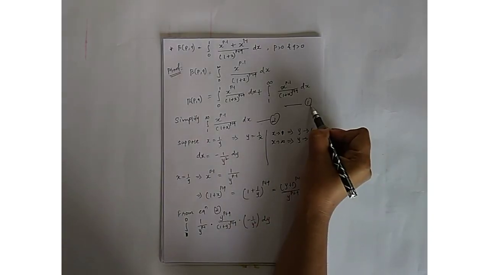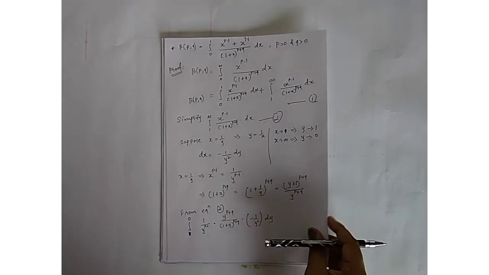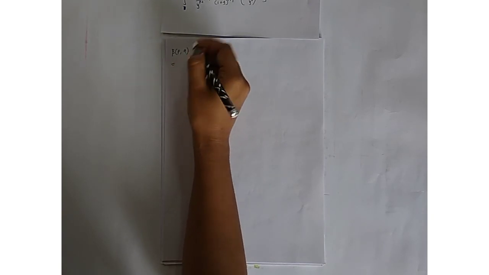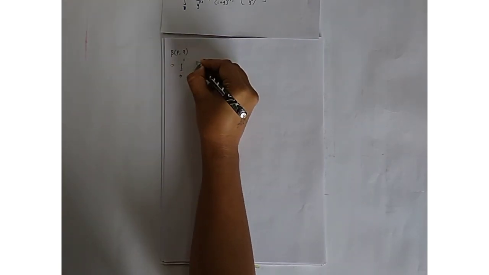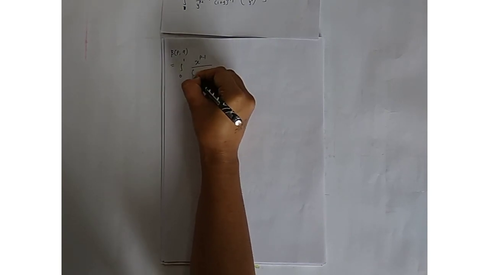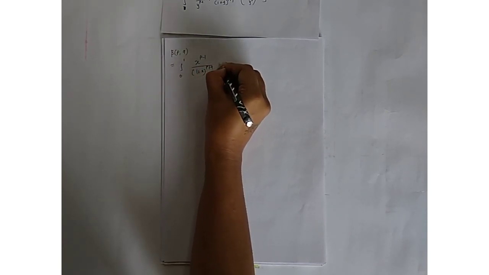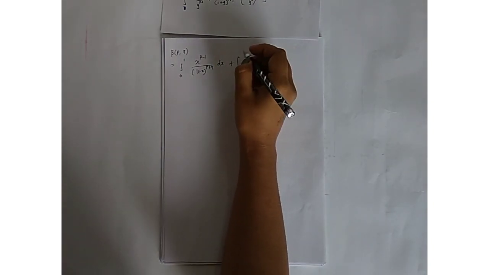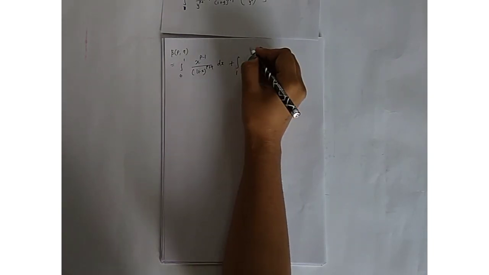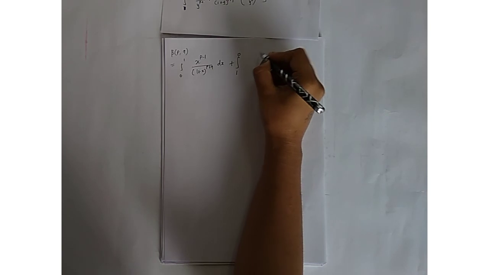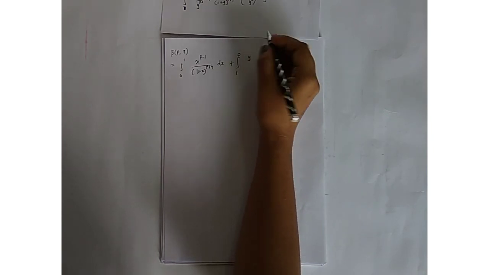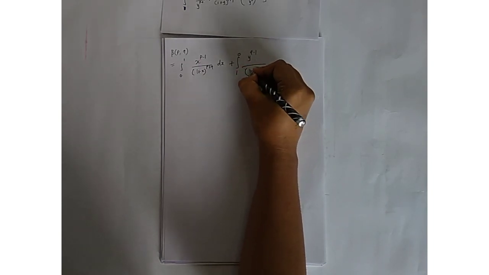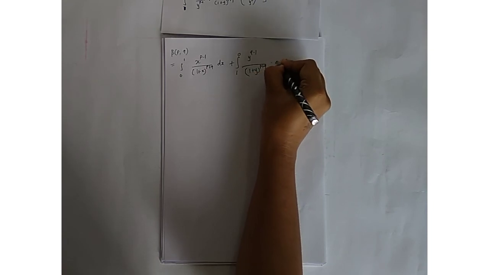So from equation number 1, beta(p, q) is equal to, first integration is 0 to 1 x^(p-1) upon (1 + x)^(p+q) dx, and plus integration with limit 1 to 0 y^(q-1) upon (1 + y)^(p+q) dy.